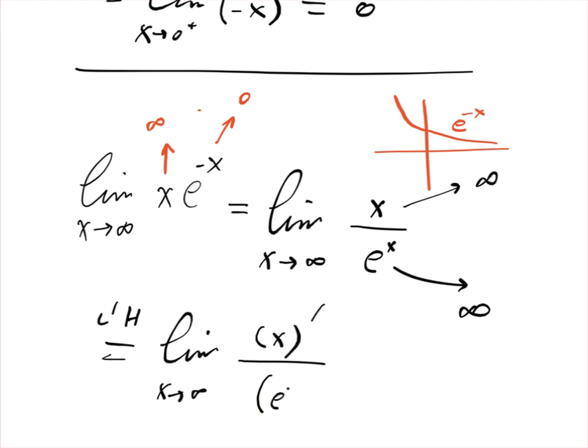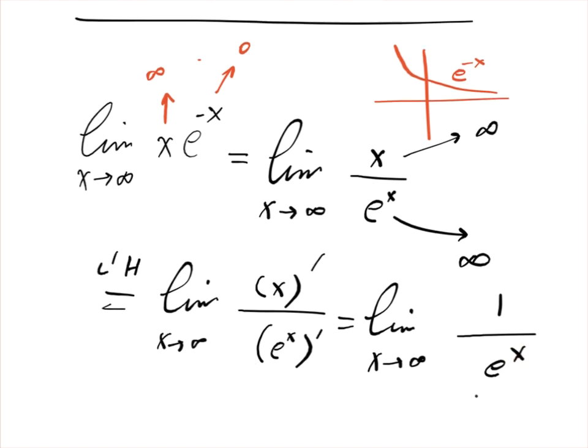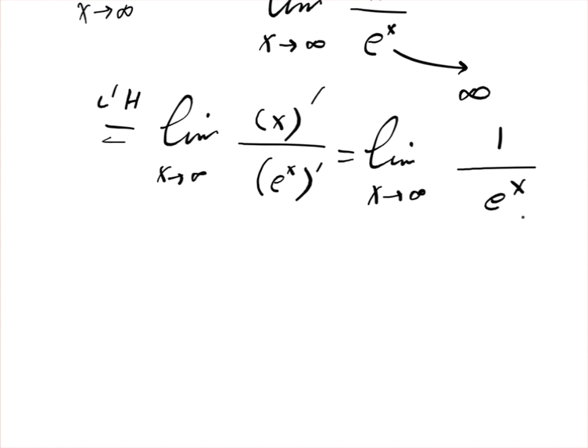their derivatives, which is the same as the limit as x tends to infinity of 1 over e to the x, since the derivative of x is 1 and the derivative of e to the x is e to the x. And now take the limit again. E to the x in the denominator tends to infinity. So we have 1 over infinity, which is 0. The limit is 0. There will be more examples in the next video.